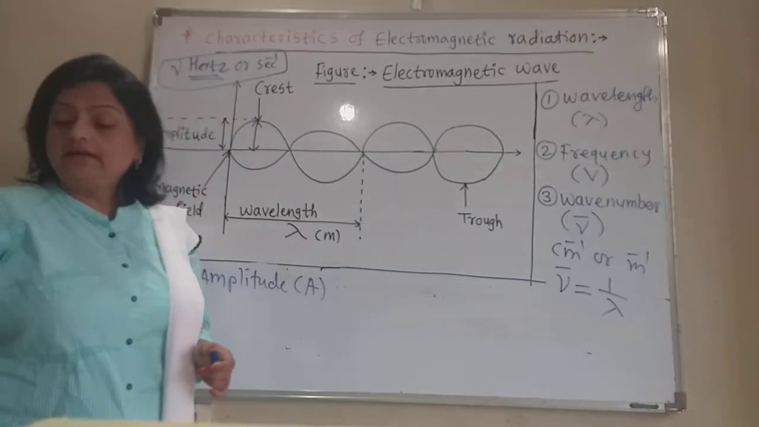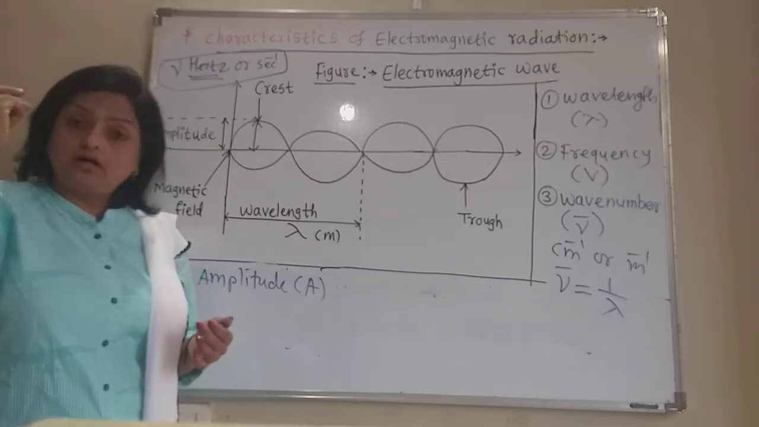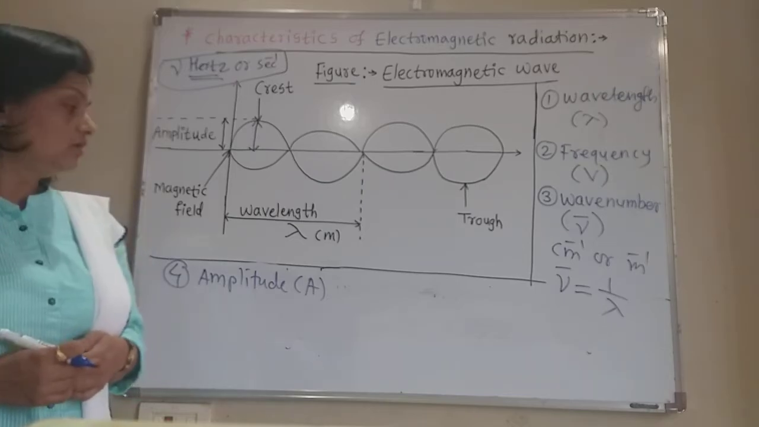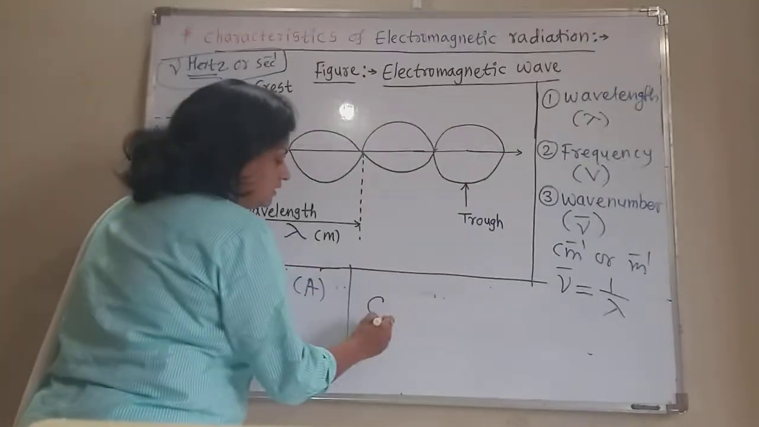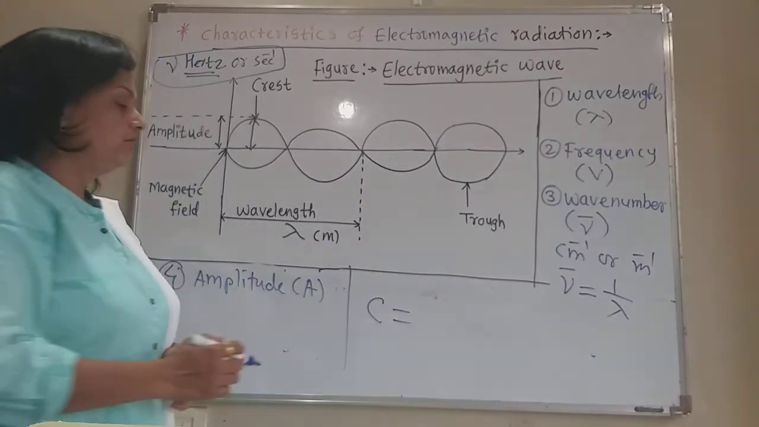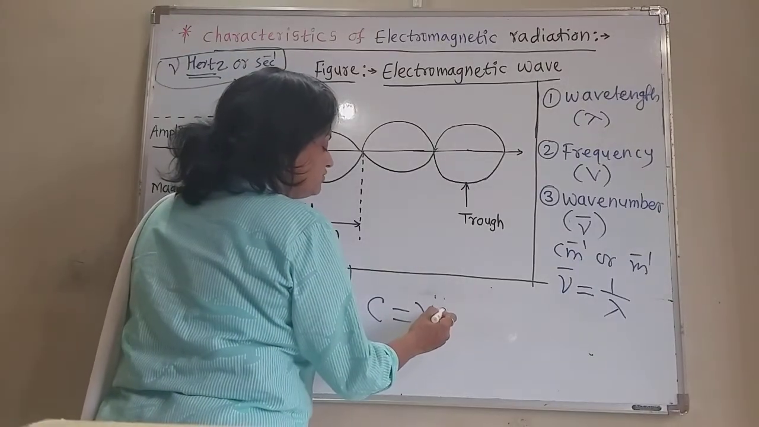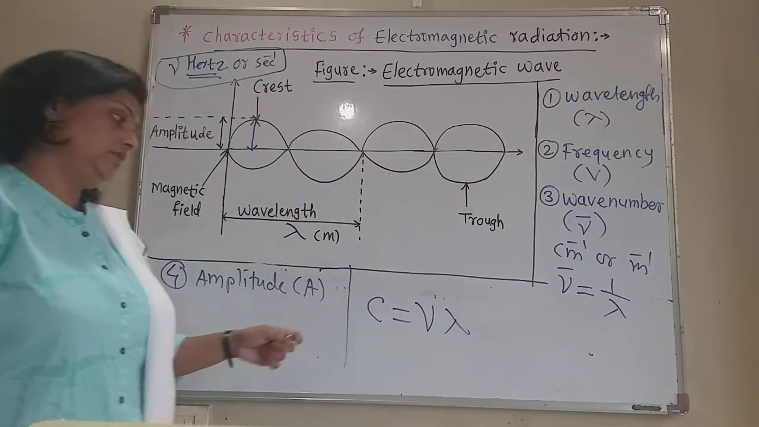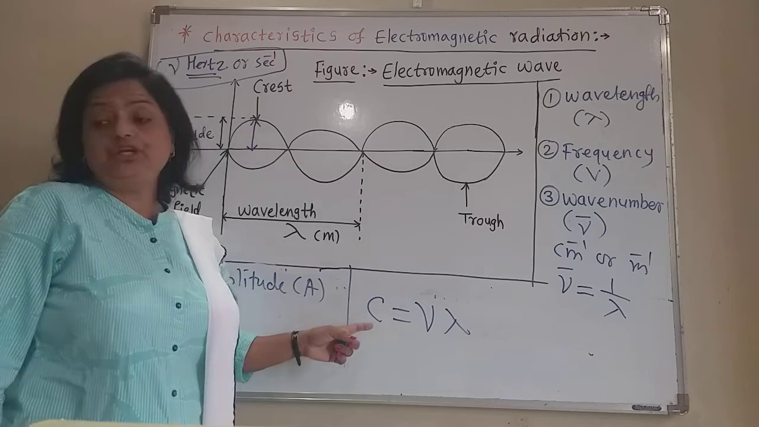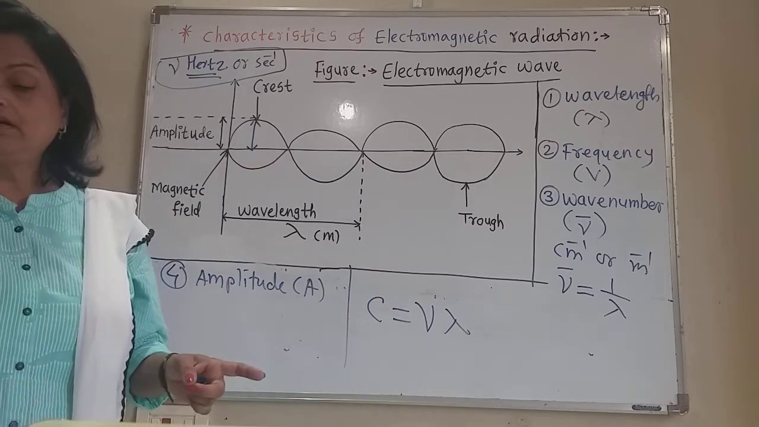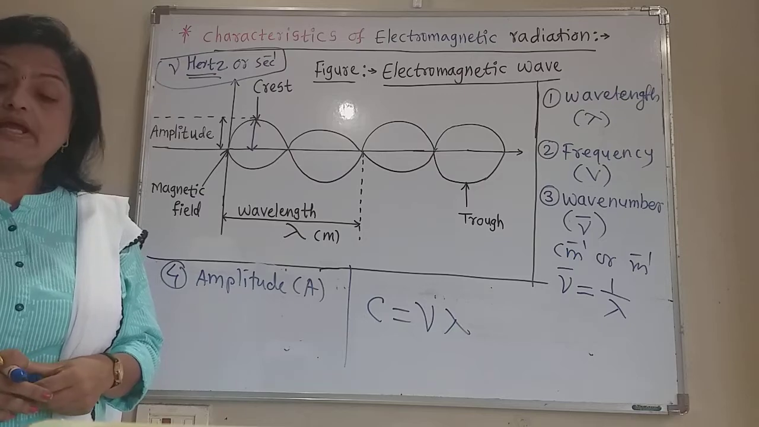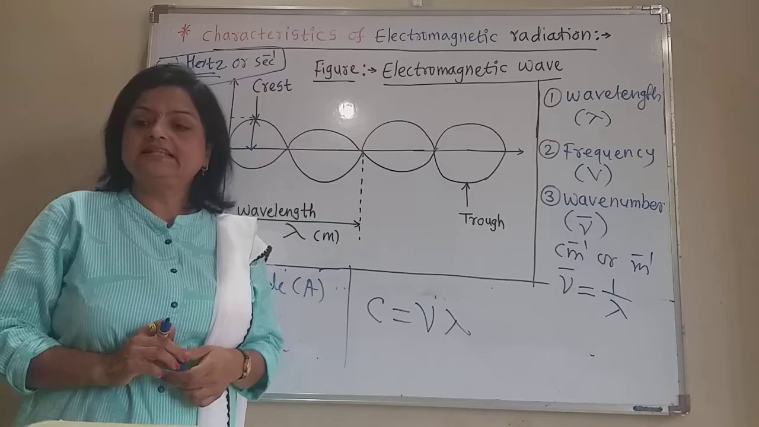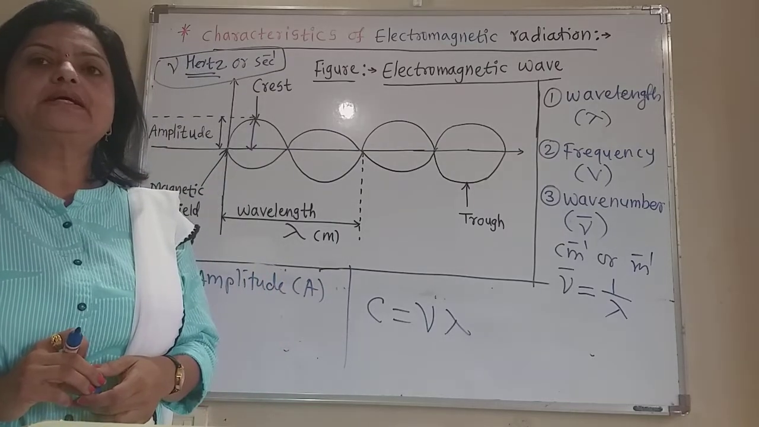The relation between the velocity of light, frequency and wavelength is given by the formula c = ν λ. What is the velocity of light? The velocity of light is 3 × 10^8 meter per second.